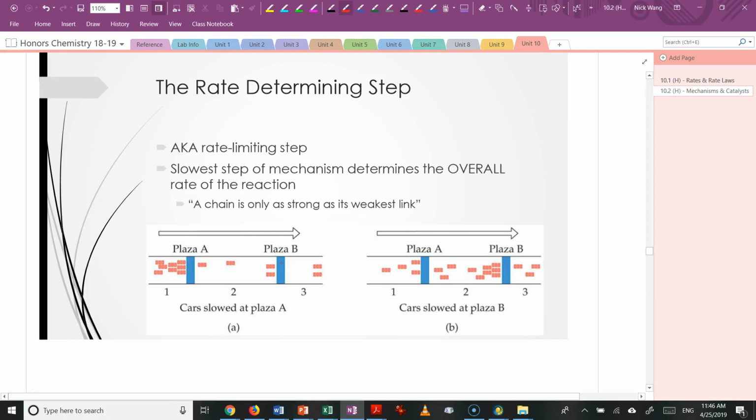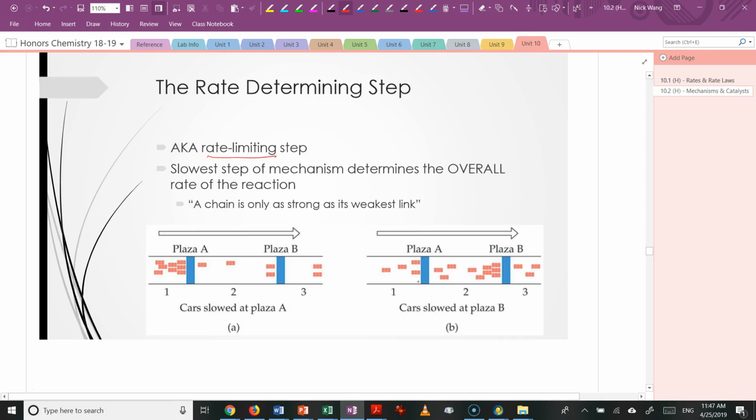And these process cars at different rates. Plaza A right here, right? What does it look like compared to Plaza B? Well, there's a bit of a backup at Plaza A. Plaza B doesn't seem to really have much of a backup taking the toll. So it looks like Plaza A is going to be a bit slower. That's going to be your rate determining step. Right? Sometimes it's also called the rate limiting step.